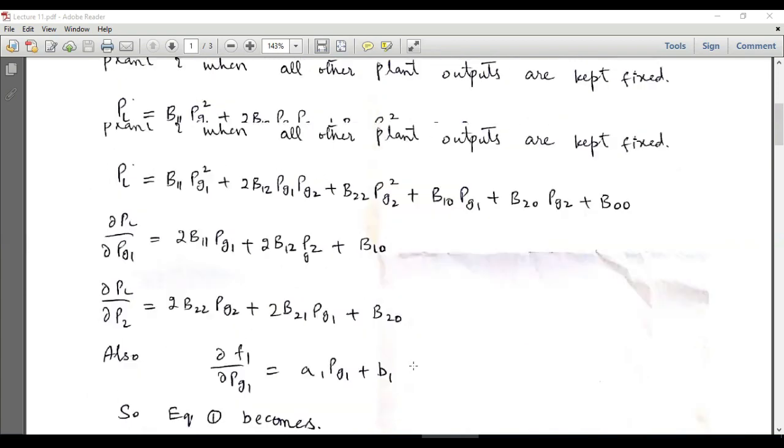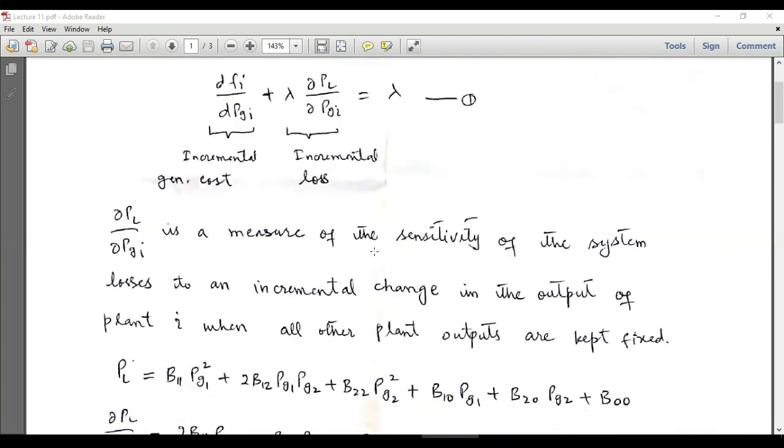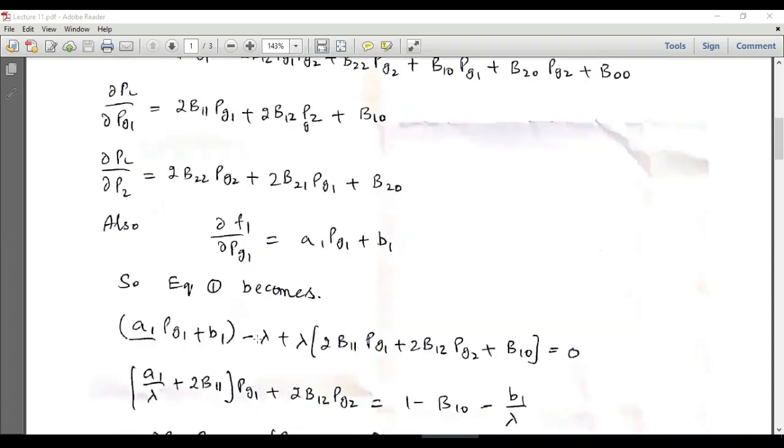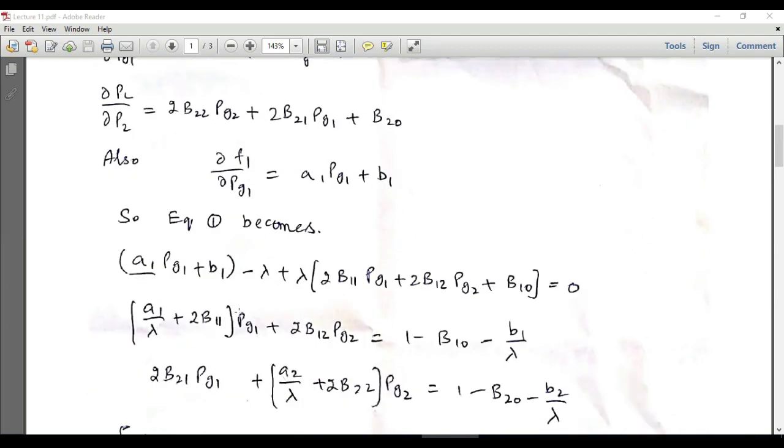So this is the first equation, for the first generator. Lambda is taken to the left hand side and it becomes minus lambda. We can take Pg1 as common, and this is the Pg1 term, this is the Pg2 term, and the other term is considered positive and is taken to the right hand side.